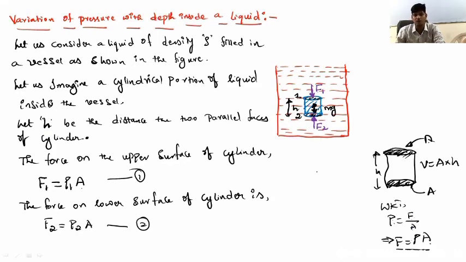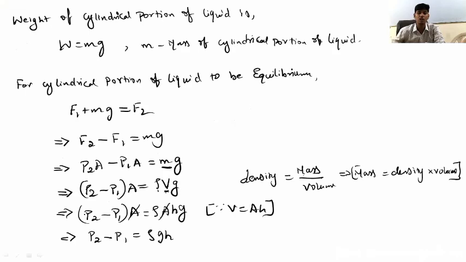What is the force on the lower face of the cylinder? Force on the lower face of the cylinder, F2, is equal to P2 into A. In addition to these two forces, there is also weight for the cylindrical portion of the liquid. Weight of the cylindrical portion of liquid is m into g. And we know that the cylindrical portion of liquid is in equilibrium. For that cylindrical portion of liquid to be in equilibrium, net downward force must be equal to net upward force. Only then the liquid portion can be in equilibrium.